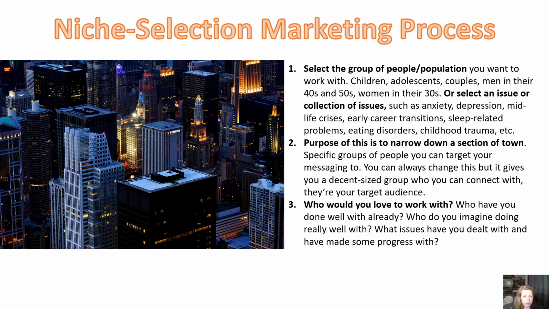Because with number three, it really comes down to, who would you love to work with? Who have you done well with already? Who do you imagine doing really well with? What issues have you dealt with and have made some progress with? So early on, when I was first starting, of course, as a trainee, I was willing and able to see whomever I was given to see. And then I started to learn what issues I have problems with myself, as far as seeing with clients. And I learned what issues, wow, I really do well with and I like hearing about and processing, and that I actually have some ability to make a positive impact with.